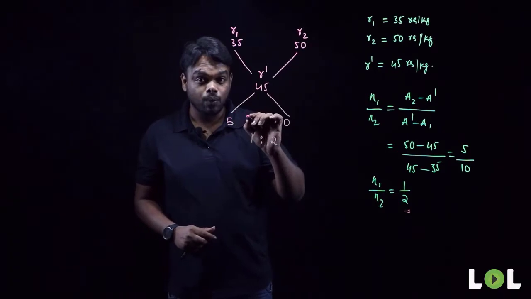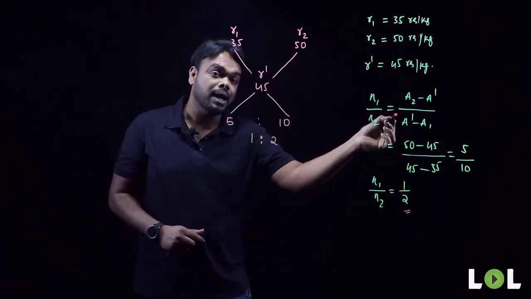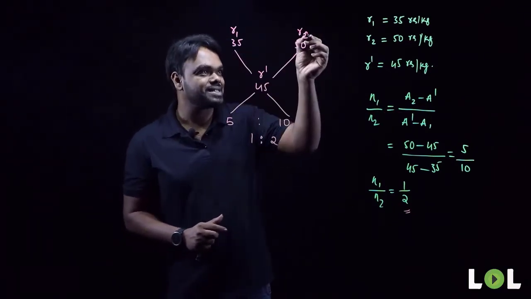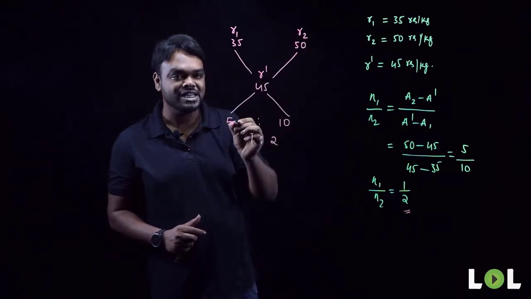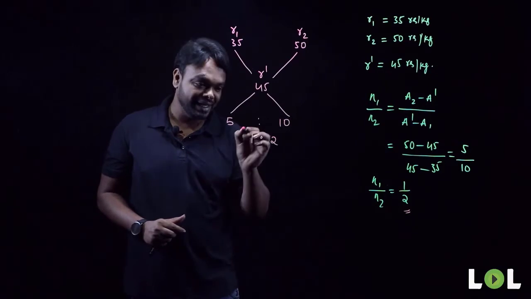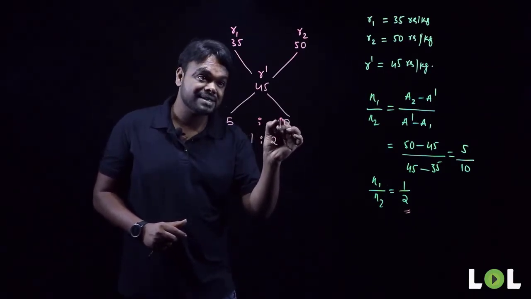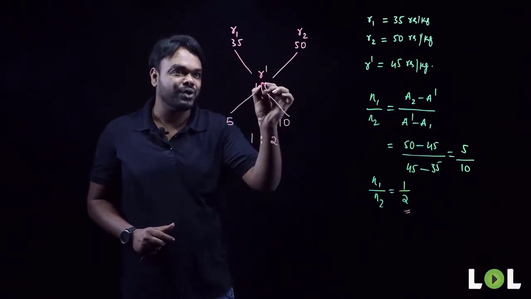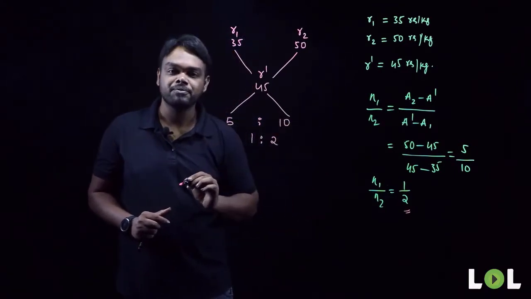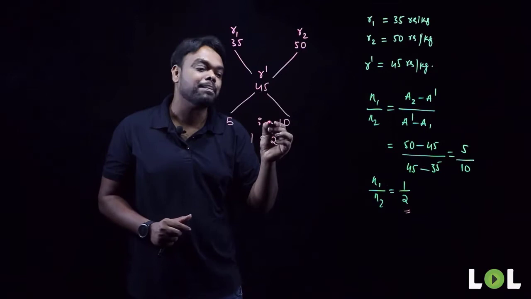Now, if you see why we are getting the same answer, in fact, we are representing the same formula pictorially here. How? Check this. This is nothing but R2 minus R dash, that is 50 minus 45, which is 5, also nothing but A2 minus A dash, divided by this. How did I get this? R dash minus R1, 45 minus 35, which is 10, which is A dash minus A1. So, when I represent the same formula pictorially, we can get the answer in a much more beautiful way.